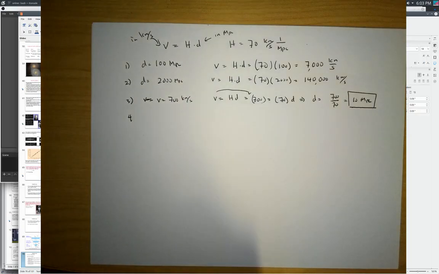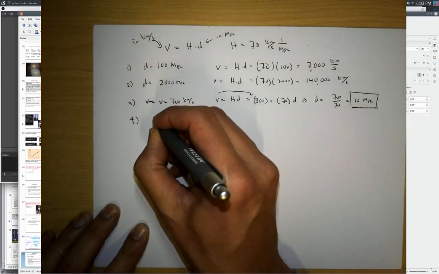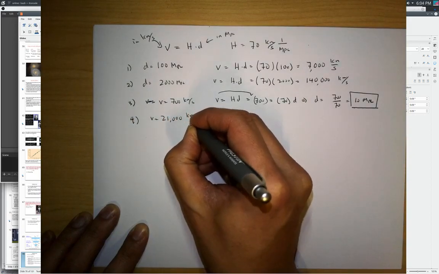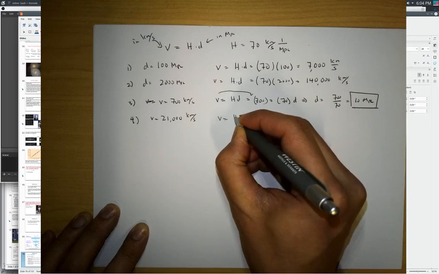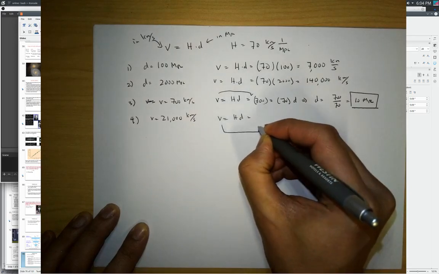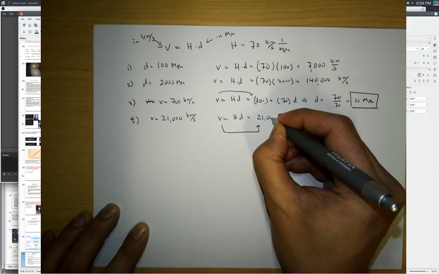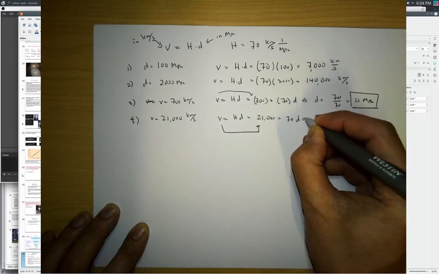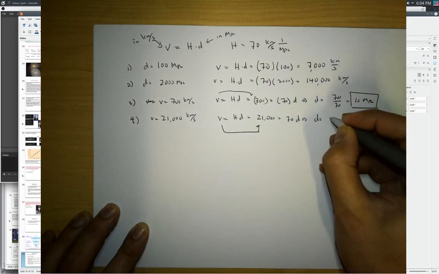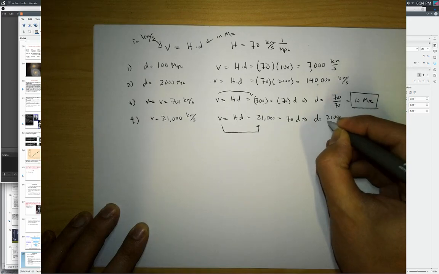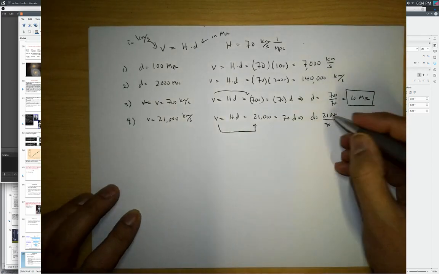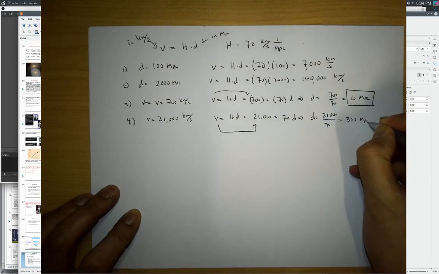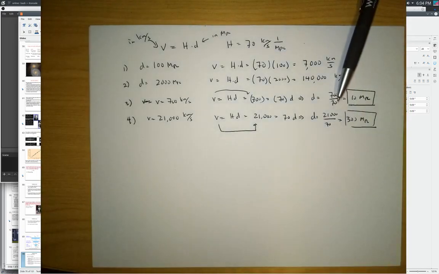Okay, so a galaxy is moving. V is equal to 21,000 kilometers per second. So V is equal to Hd. Now again, 21,000 is equal to 70, right, times d, which I don't know. So d is equal to 21,000 divided by 70. So that's 300, right? So that's about 300 megaparsecs. Okay, and that's it.